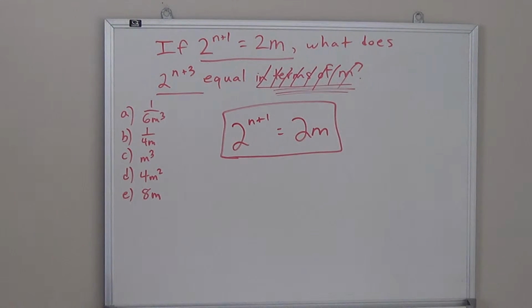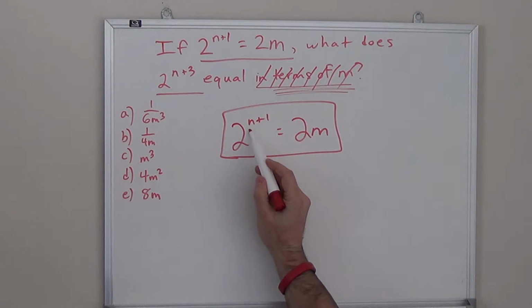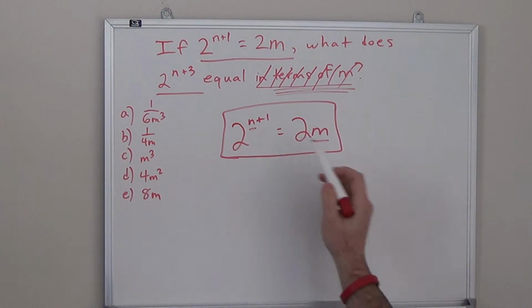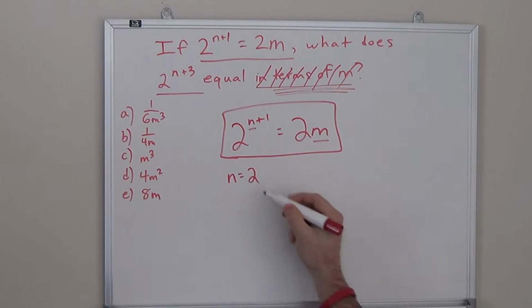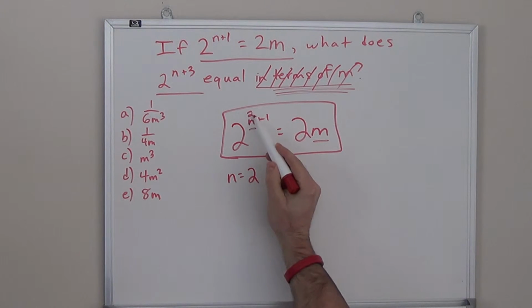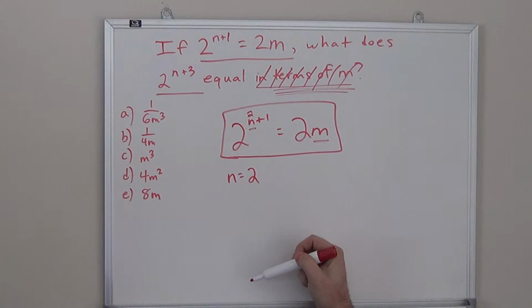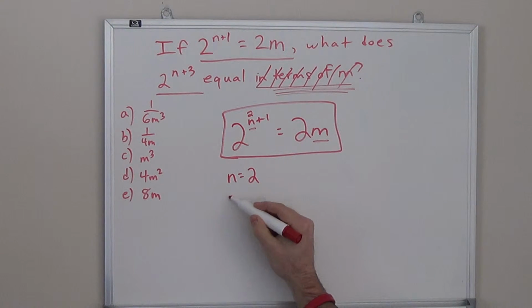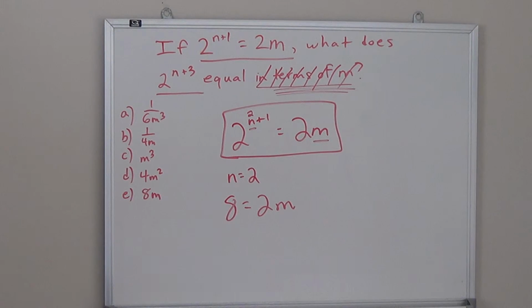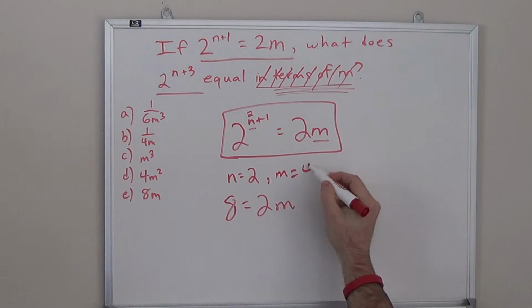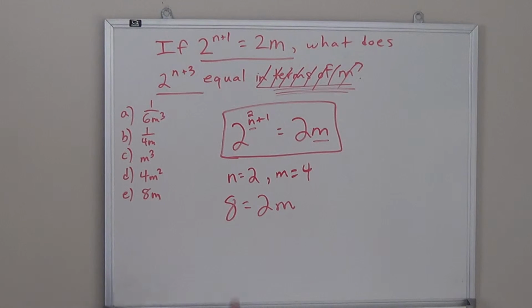I think the easiest thing to do here, especially because you see letters in the answer choices, is just make up 2 numbers, one for n and one for m, so that this expression is true. We'll make easy numbers. We'll just make n 2. And if I put 2 here, well, 2 plus 1 is 3, so 2 to the 3rd is then 8. So now 8 equals 2m. And obviously for this expression to be true, m just has to be 4. So now we have 2 numbers that fit this expression.